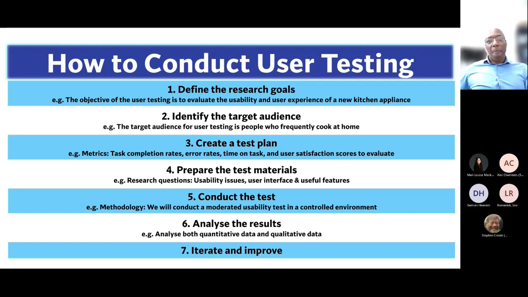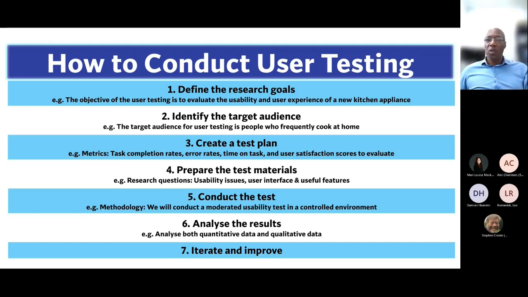For example, we will analyze both quantitative data, such as task completion rates and error rates, and qualitative data, such as user feedback and comments, to identify usability issues and areas for improvement of that kitchen appliance. Then we go on to iterate and improve by making changes to that product or service based on the feedback that we've received during the testing process.